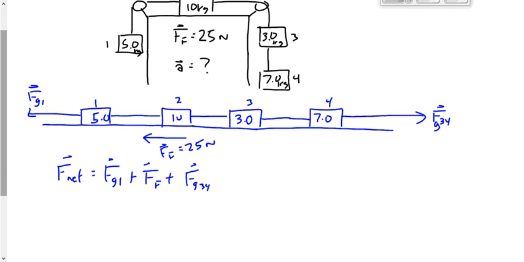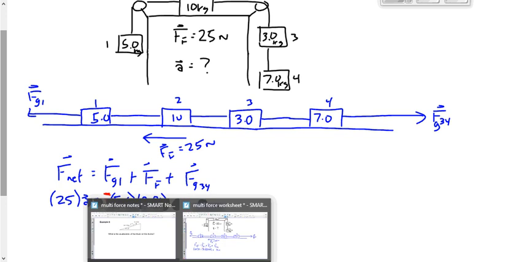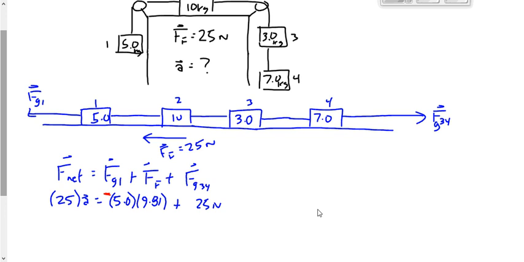The mass we're going to use is the total mass, right? 3 plus 7 is 10, plus 10 is 20, plus 5 is 25. 25 times the acceleration. FG1 is going to be 5 times 9.81. But we're going to make that negative because it's to the left. Friction is going to be 25 newtons. We're going to make that negative as well because it's to the left. And we're going to say FG34 is going to be 10 kilograms times 9.81. Some of you would have had 3 kilograms times 9.81 plus 7 times 9.81. Same thing.